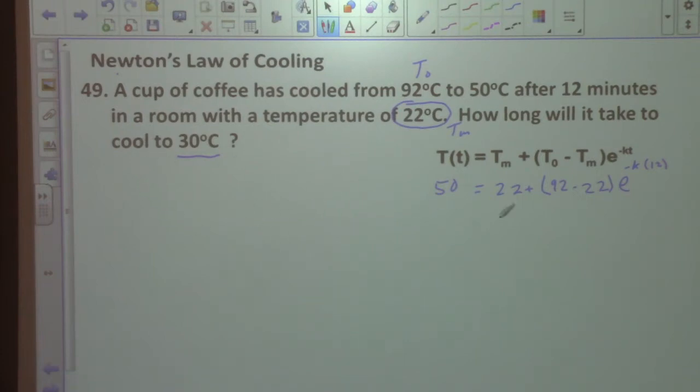All right, so let's go ahead and work this out. If we subtract 22, we get 28 is equal to, and that's going to reduce to 70 e to the negative 12k. So are you okay with this so far? What's the value of k? That's what we're trying to find out, Will. So we're going to solve for k, and then we divide by 70, right? Where do we get 70? And so we have e to the power of negative 12k is equal to 28/70ths.